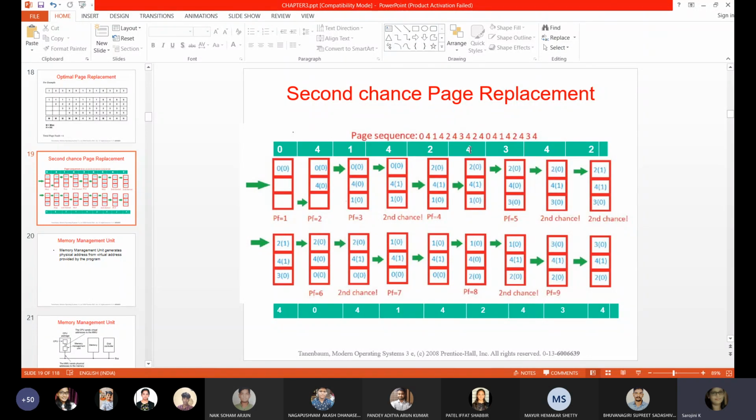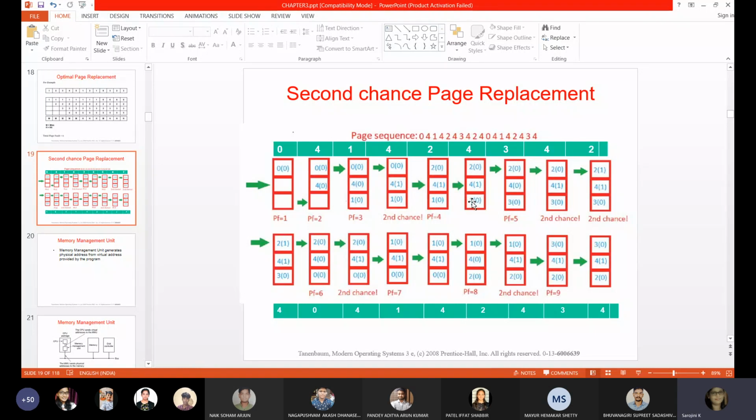Okay. Now this time page 4 comes. Page 4 is already there in the main memory. Okay. Already there in the main memory. But the page 4's reference bit is 1. It's not 0. Okay. So reference bit will not be changed. It will be exactly the pointer, reference bit, everything will be retained as it is here.